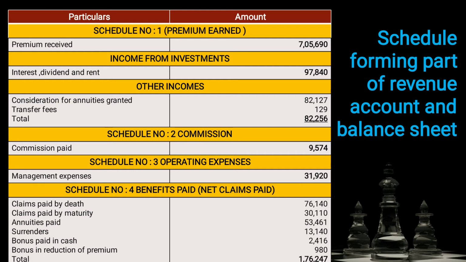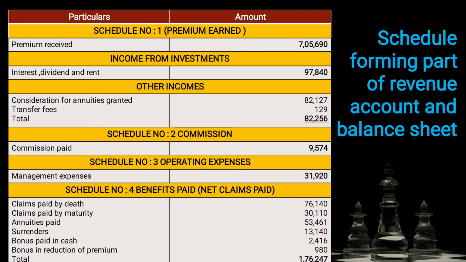So after these 3 schedules, the fourth one is this benefit paid. This benefit paid can also be called claims paid. So all the claims must be written here. What are the items that will be appearing here? Claims paid by death, claims paid by maturity, then annuities paid, surrenders, etc. and all has to be written here. So after scheduling these things, after finalizing, the total has to be written on the format.